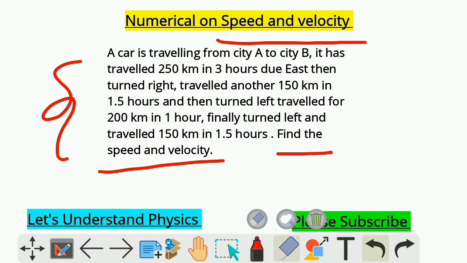Now, how many distances are given, how many times are given, and how many directions are given? If you observe, there are 1, 2, 3 and 4 distances given, isn't it? Now let's simply draw a diagram so that it will be easy for us to understand how to solve this. Okay, let's do it.